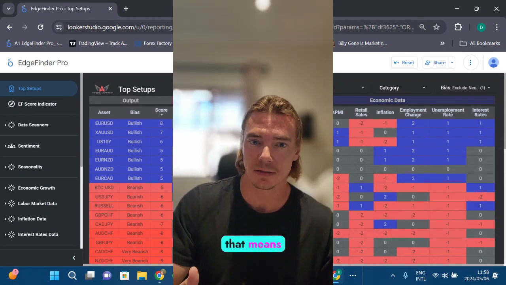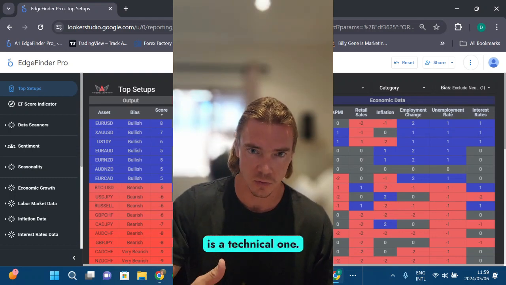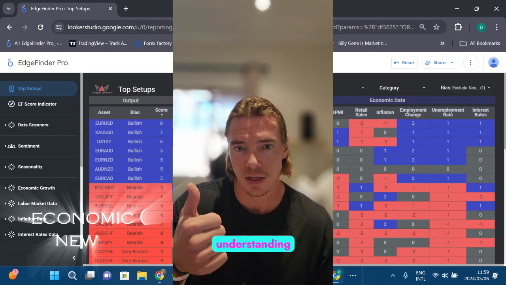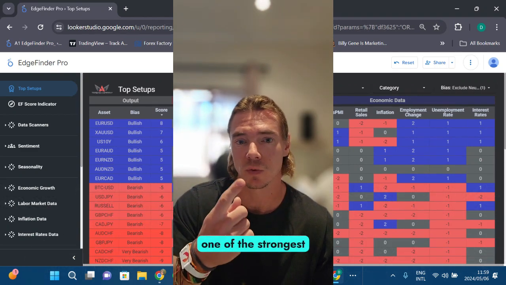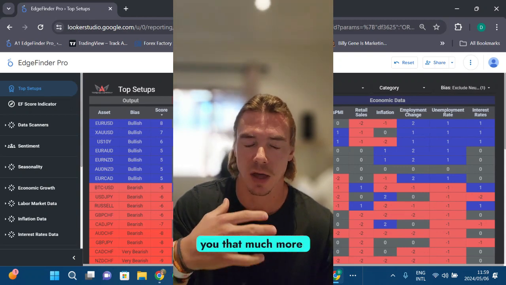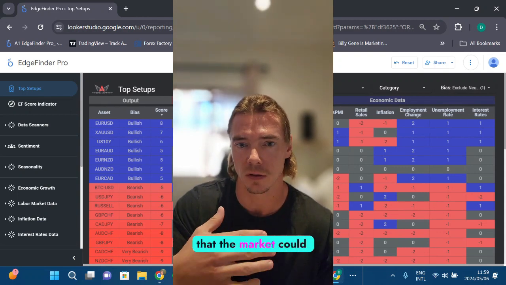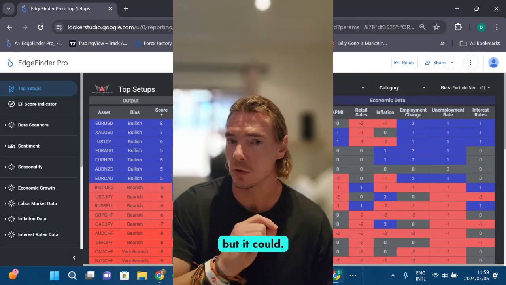In other words, what that means is you need to use this in conjunction with a trading strategy, a technical one. So you have economic understanding and then you get the technicals. I do find that technicals are one of the strongest ways you can do things, guys. But having an economic backing just gives you that much more confidence in knowing that the market could move in your direction. It's not going to move in your direction, but it could.